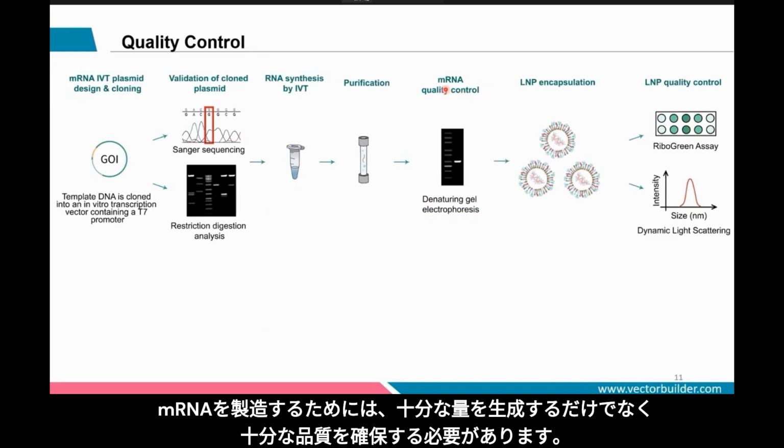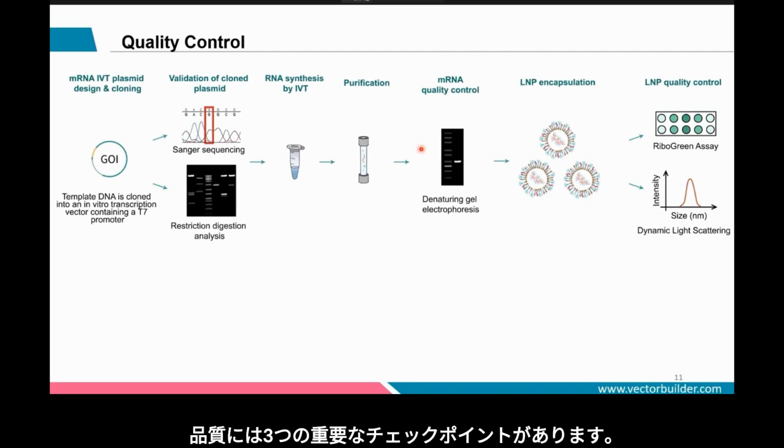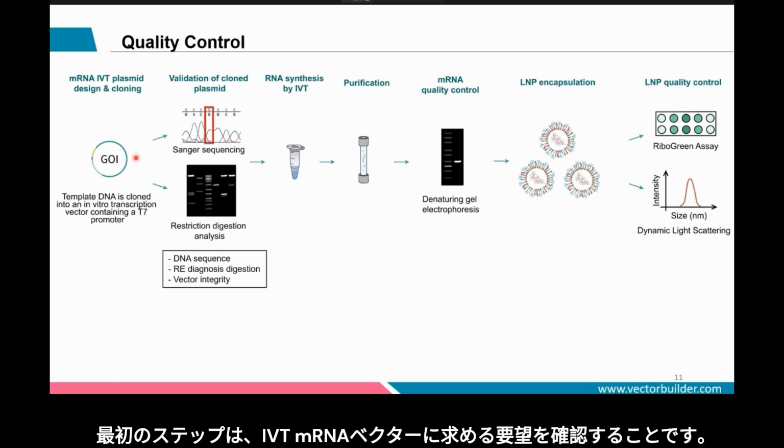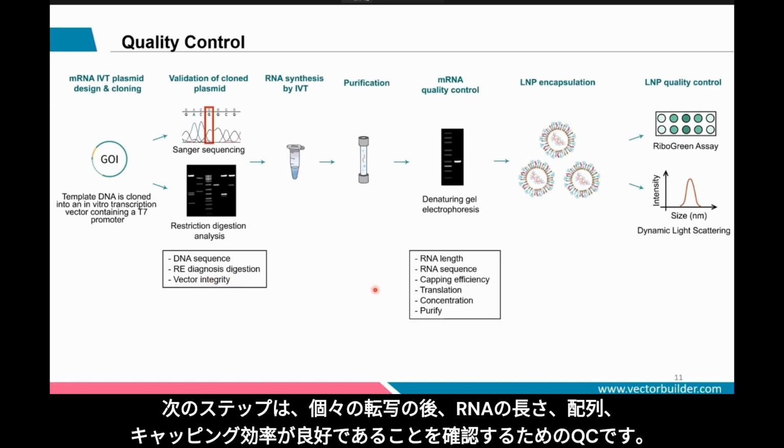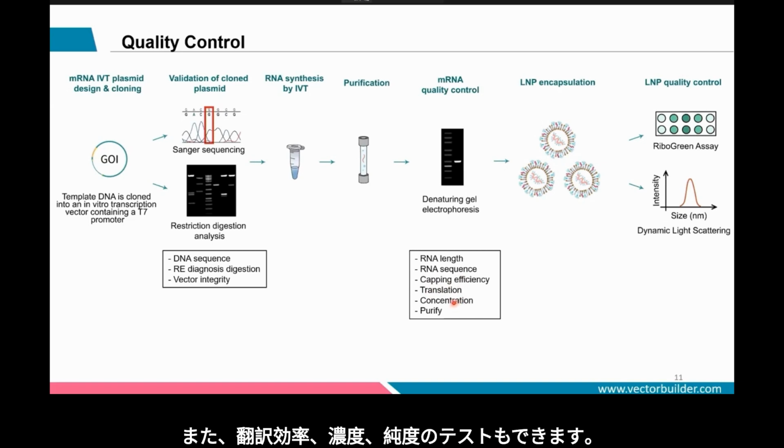So to produce the mRNA, not only do we have to generate enough quantity, but we also need to make sure its quality is good enough for its expression. There are 3 critical checkpoints for its quality. The first step is to check the IVT mRNA vector. Once the cloning is done, you want to do the necessary DNA sequencing and restriction enzyme digestion to make sure the cloning is correct. The next step is after in vitro transcription, you want to do QC to make sure the RNA length, its sequence, and the capping efficiency are good. You can also test its translation efficiency, concentration, and purity.